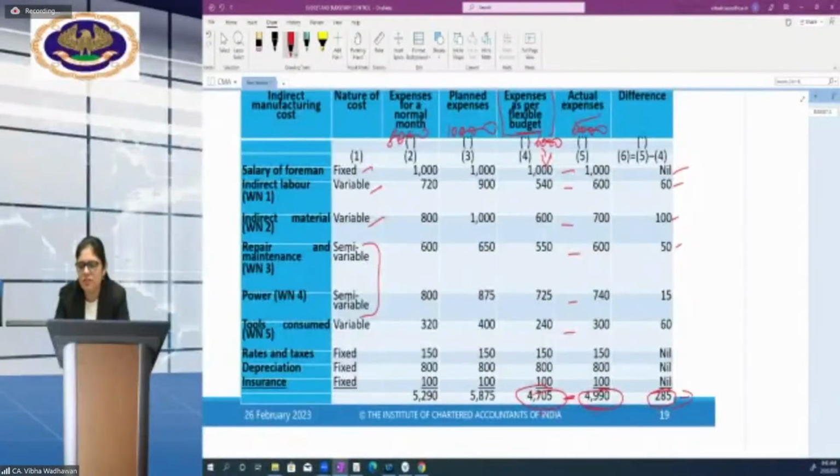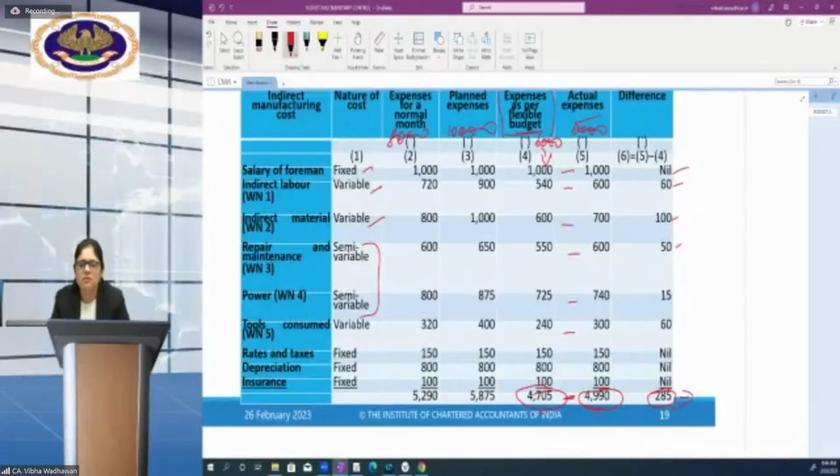Of course, actual is greater than the budget, so the deviation is 285. So 285 rupees we overspent than the budget. The budget told us that it should be 4705, but the actual cost came out to be 4990. So the actual is greater than the budget. The responsibility has to be fixed that at which level the cost deviated more.